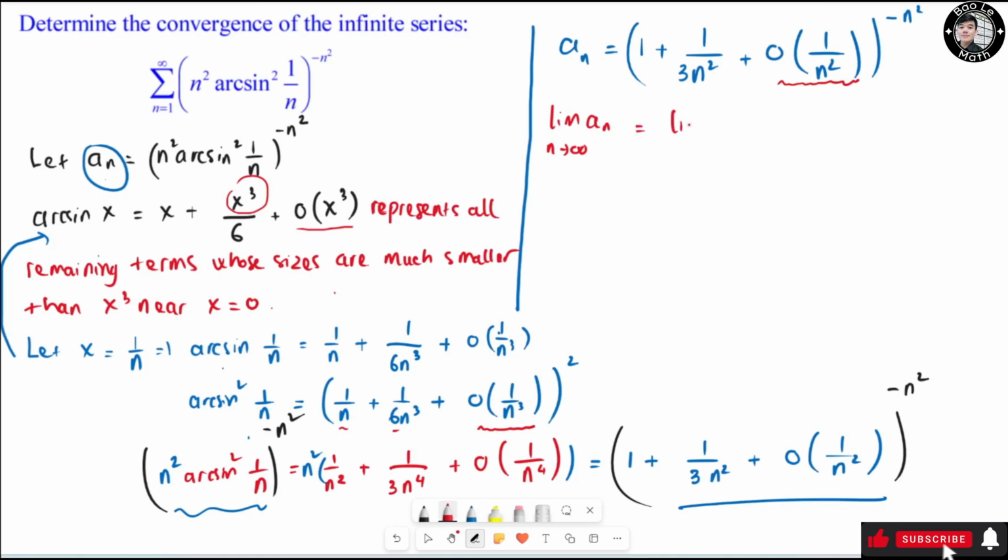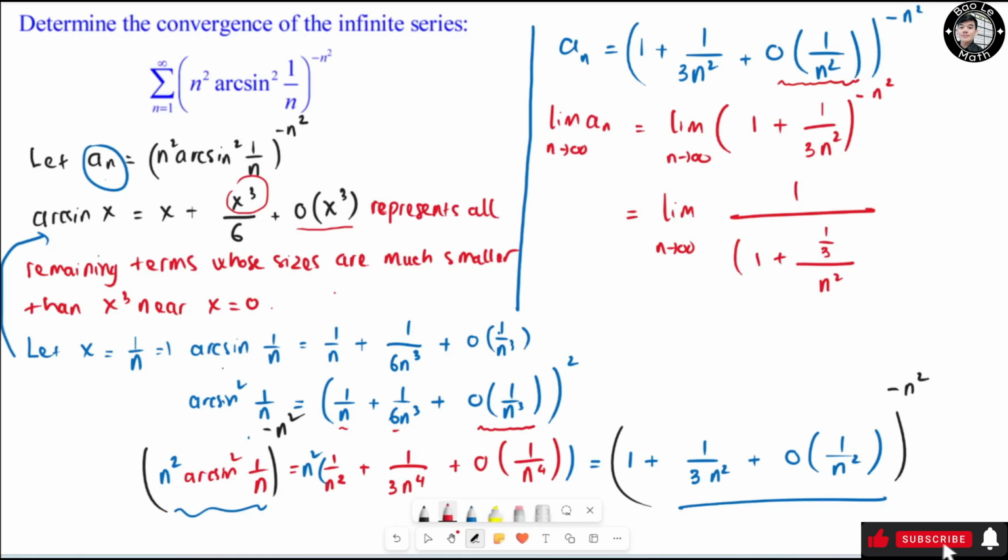It's going to be the limit of 1 plus 1 over 3n squared, raised to the negative n squared, right? I just ignore this one. And this is the same thing as the limit when n approaches infinity of 1 over 1 plus 1 over 3 over n squared, all together raised to the n squared, right?